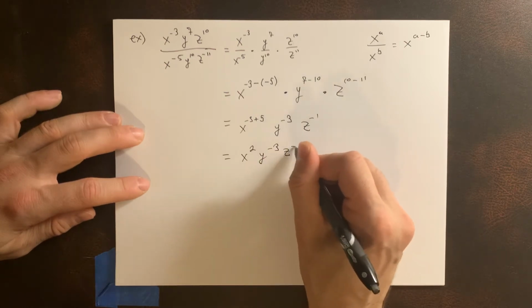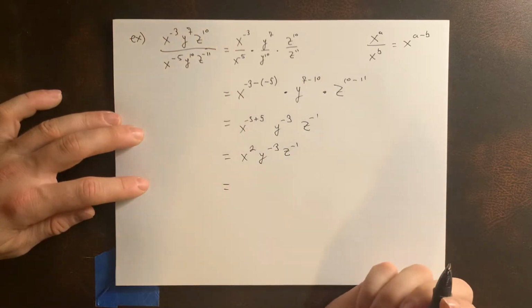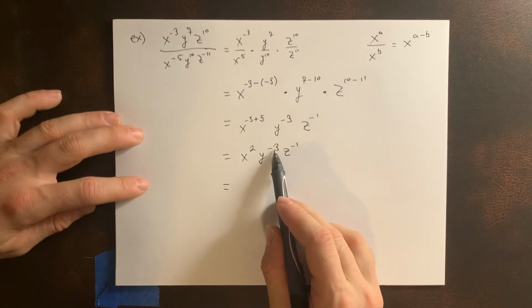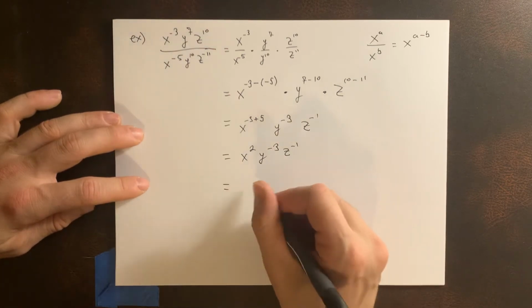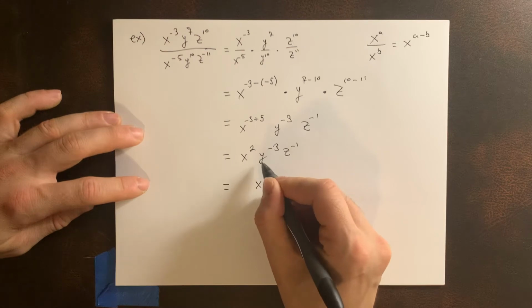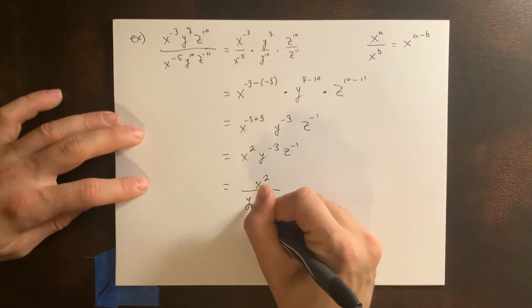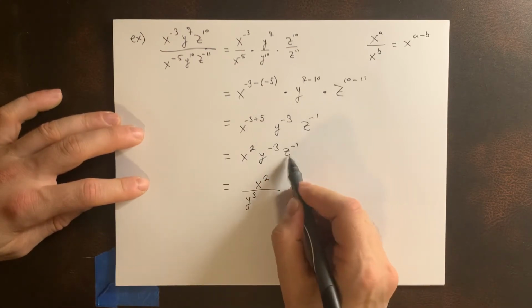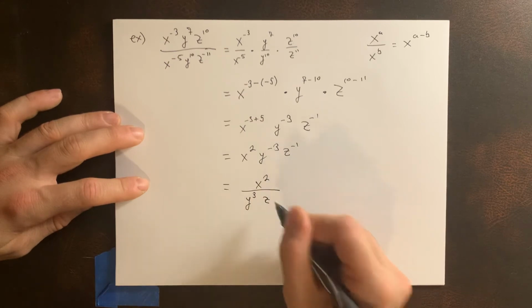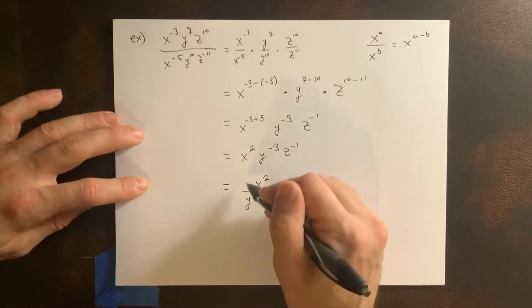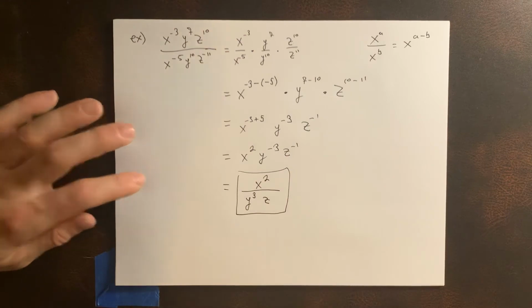And then now to get rid of the negative exponents, we know a negative exponent brings something from the top into the bottom, so this is going to be an x squared. And this y to the minus 3 is going to go on the bottom, so we'll have y to the positive 3. And this z to the minus 1 is also going to go to the bottom, and then I will have z to the positive 1. Okay, so this would be the answer for this one.